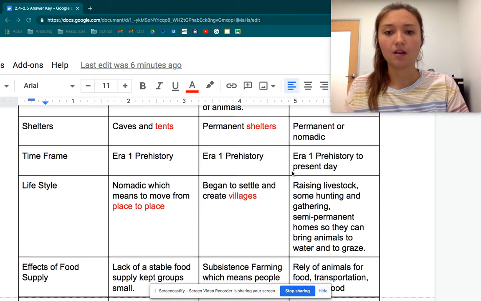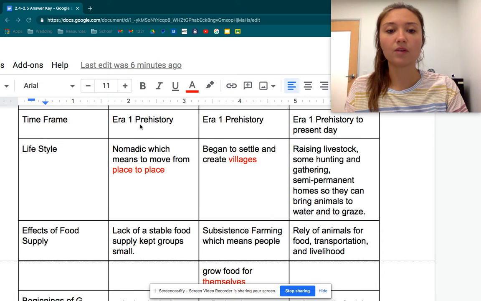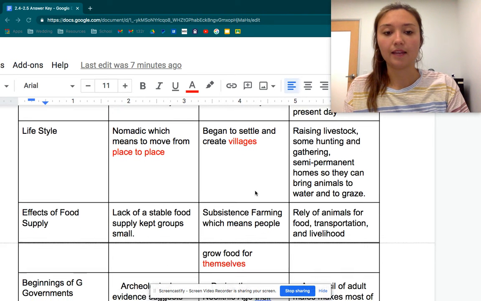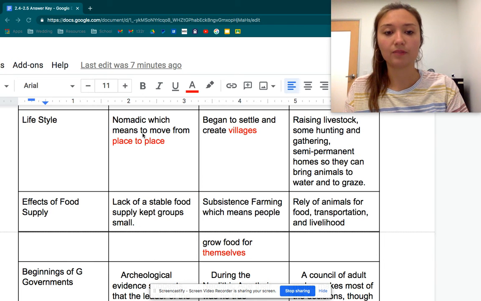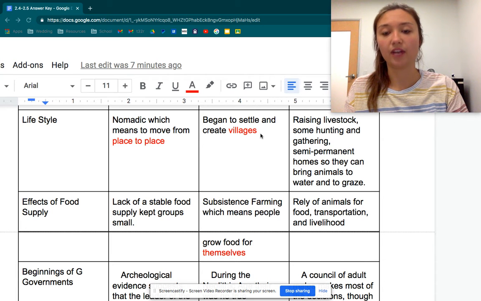For shelters, Paleolithic, caves and tents. Neolithic, permanent shelters. And then pastoralism, permanent or nomadic. The time frame, all three are Era 1 prehistory, although pastoralists go to present day. Lifestyle, Paleolithic, nomadic, which means to move from place to place. Neolithic began to settle and create villages. Pastoralism, they raised livestock, hunted and gathered, semi-permanent homes so they can bring animals to water and to graze.